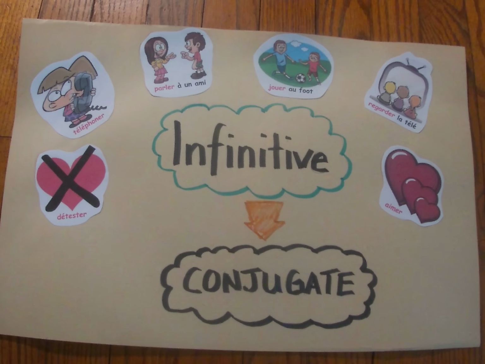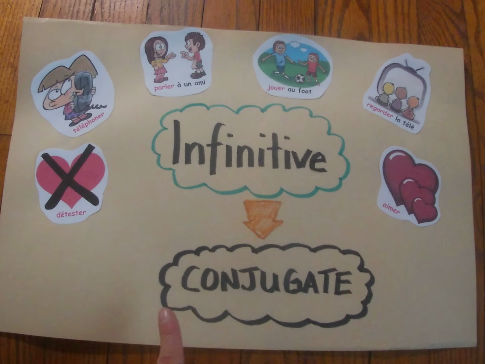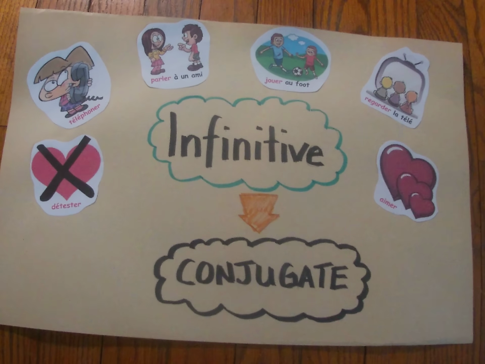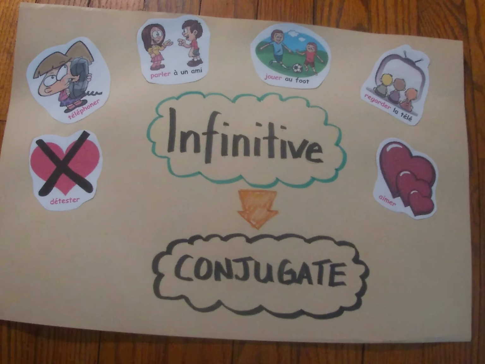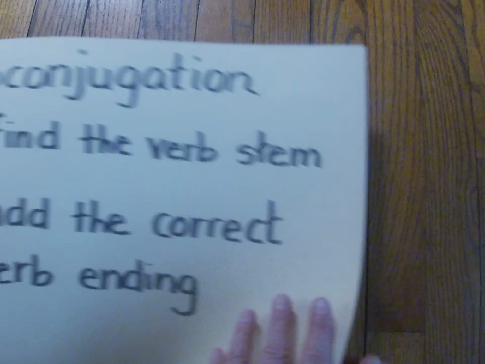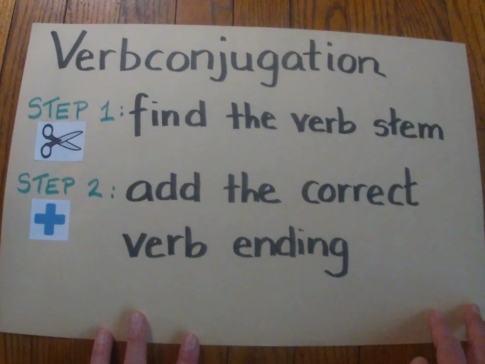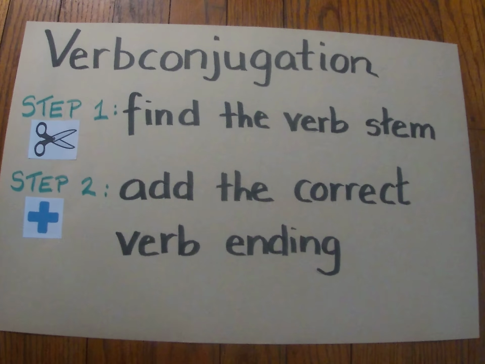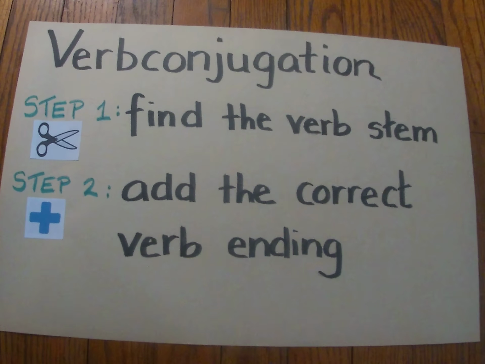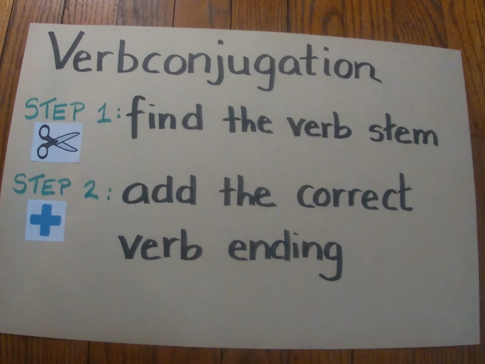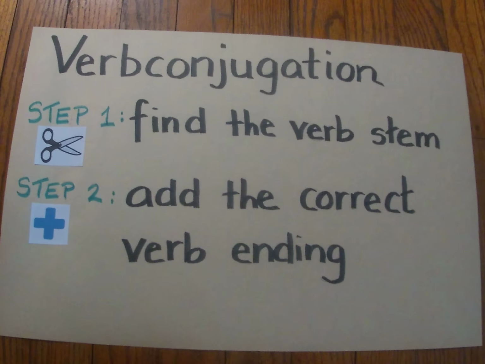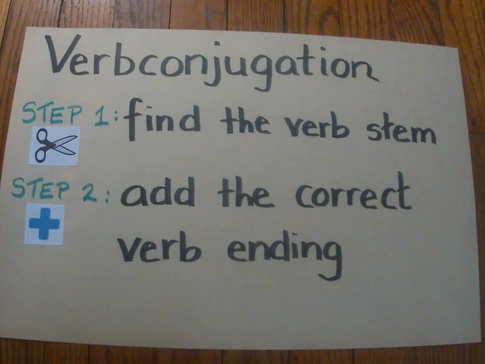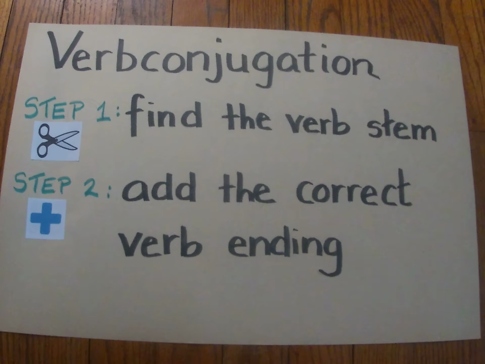To use these verbs in a sentence, you need to conjugate the verbs. That means you need to make the verbs fit in the sentence that you would like to use them in. Now let's have a look at the steps that you need to take to properly conjugate your verbs. We have two steps. Step one is to find the verb stem. And here we have a little symbol of scissors, which means we have to modify our verb in some shape or form to find the verb stem. Step two is we need to add the correct verb ending in order to make our verb fit. Now let's look at the two different steps.